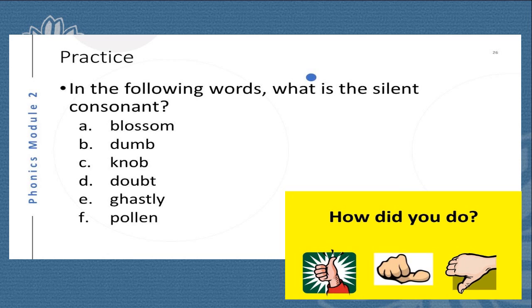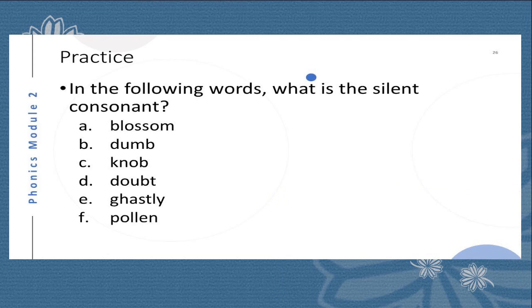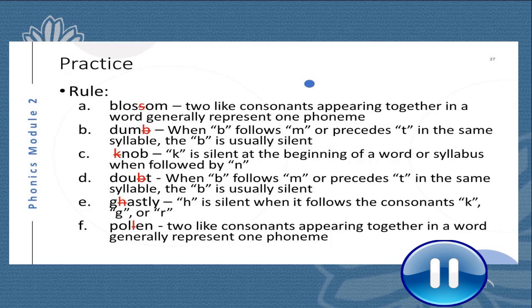How did you do? For blossom, the second S is silent. For dumb, the B is silent. For knob, the K is silent. For doubt, the B is silent. For ghastly, the H is silent. For pollen, the second L is silent. To really test yourself without going back, what rule is being used for the silent letters? How have you done so far?